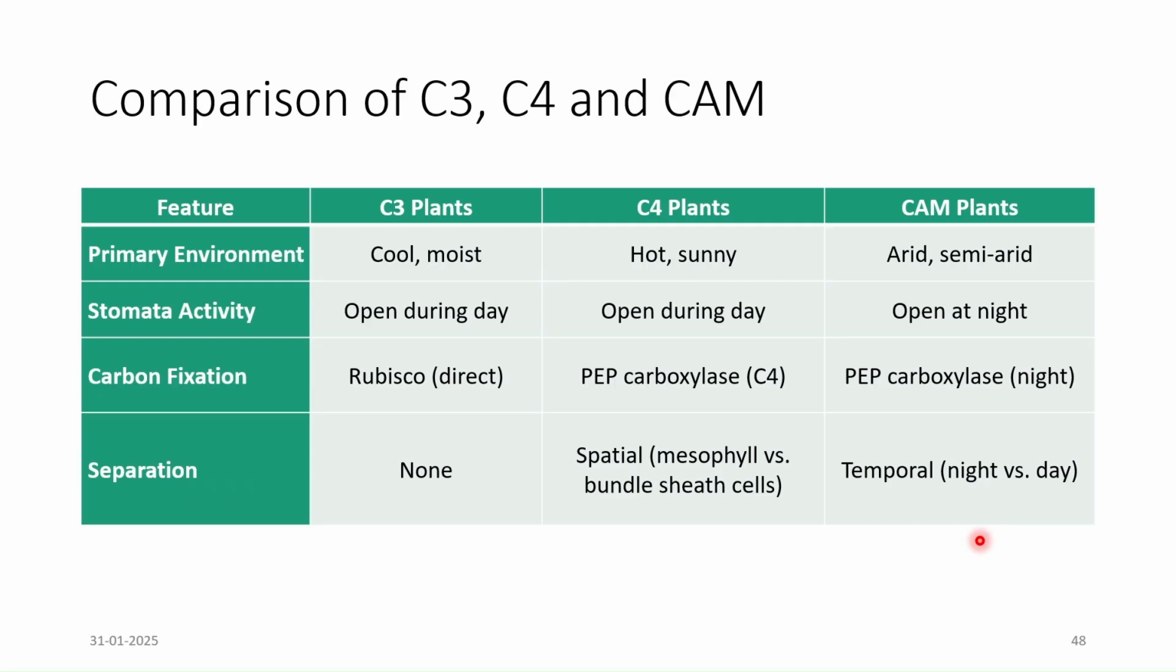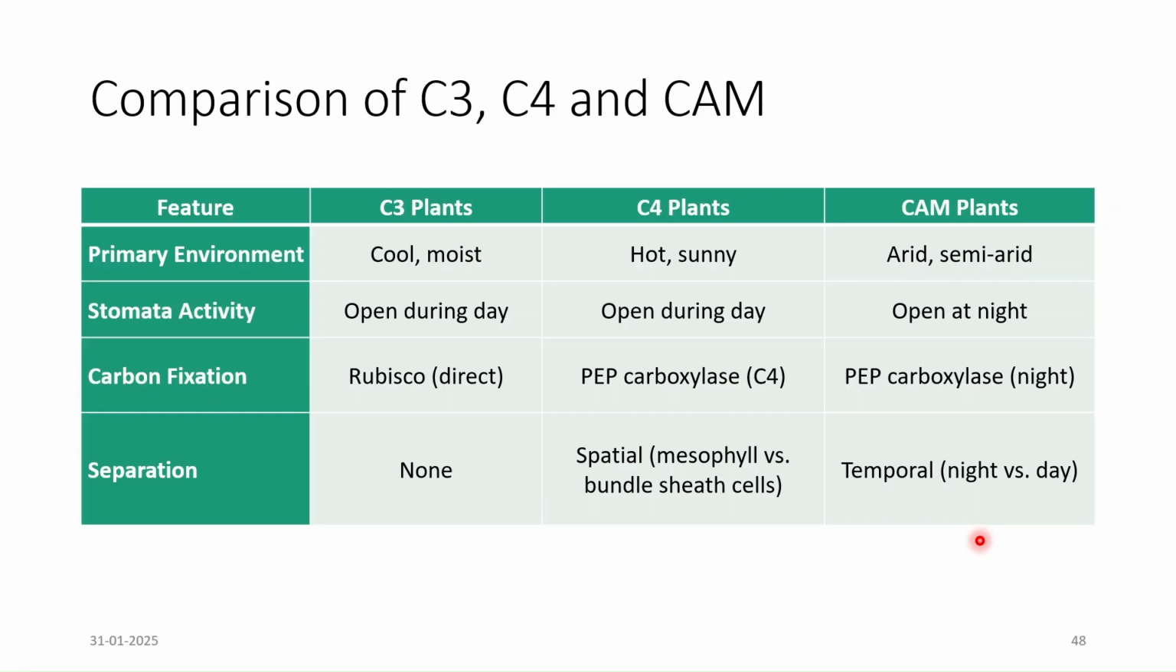So if we compare C3, C4 and CAM, the primary environment for C3 is cool and moist. C4 plants thrive in hot and sunny conditions, and in arid and semi-arid regions you find CAM plants. The stomata are open during daytime for both C3 and C4, while in CAM they are only open during night. In C3, carbon fixation is directly happening through RuBisCO. In C4, carbon fixation is happening through PEP, and the enzyme that is used is PEP carboxylase, and likewise for CAM. Then there is no separation in the photosynthetic pathway for C3.